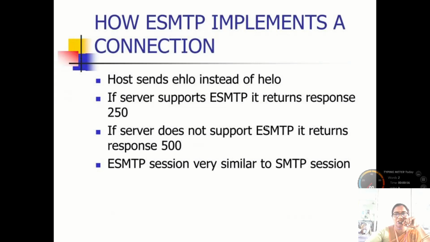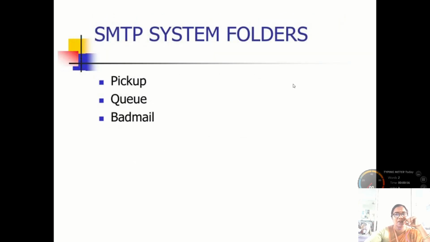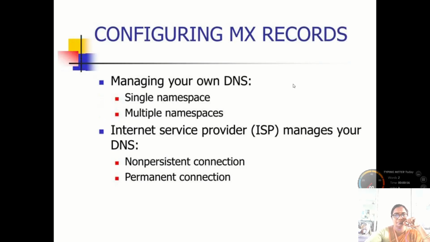How ESMTP implements a connection. The host sends EHLO instead of HELO. If the server supports ESMTP, it returns a response of 250. If the server does not support ESMTP, it returns a response of 500. An ESMTP session is very similar to an SMTP session. SMTP system folders: you have pickup, queue, and badmail.